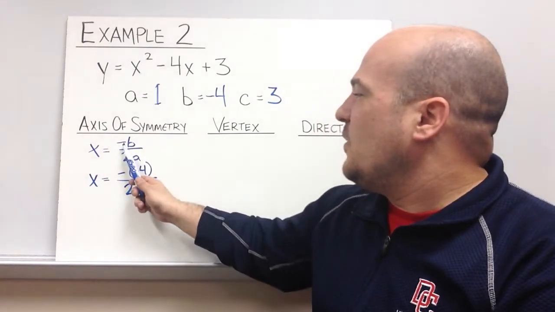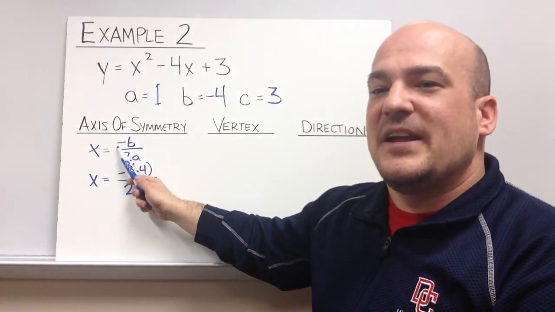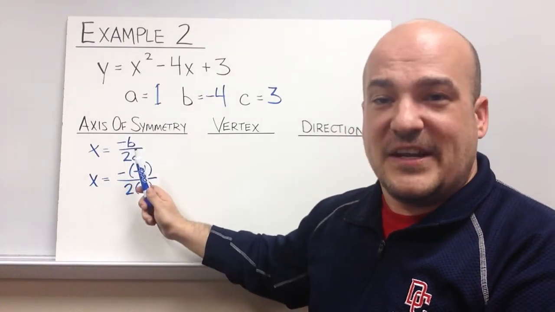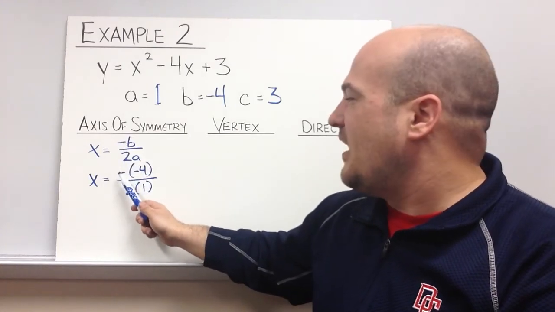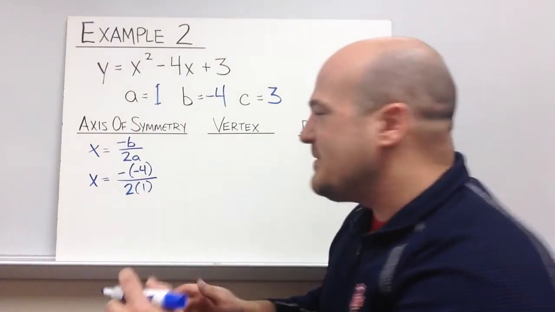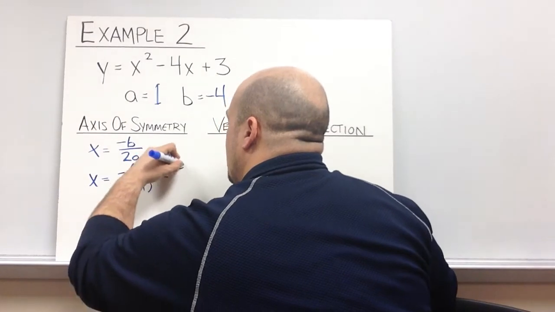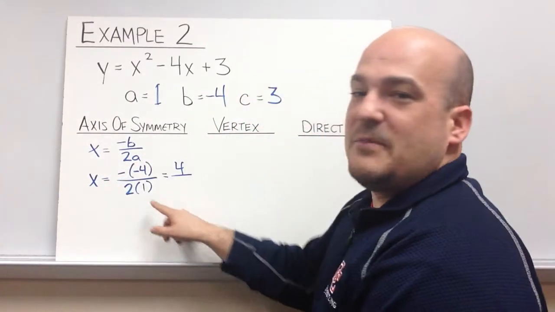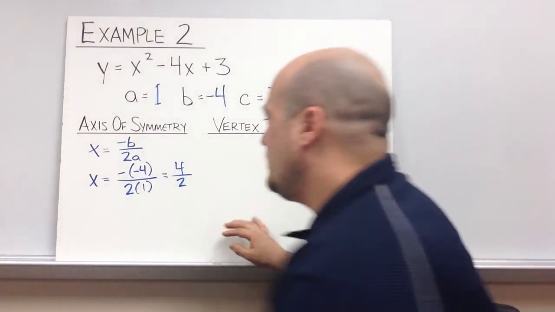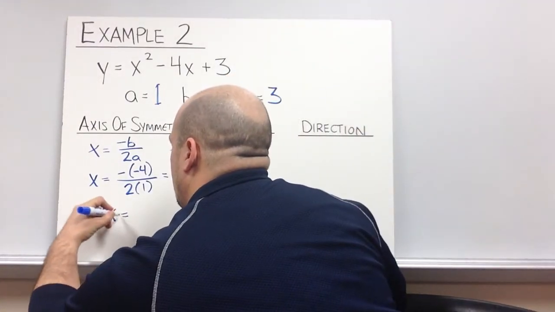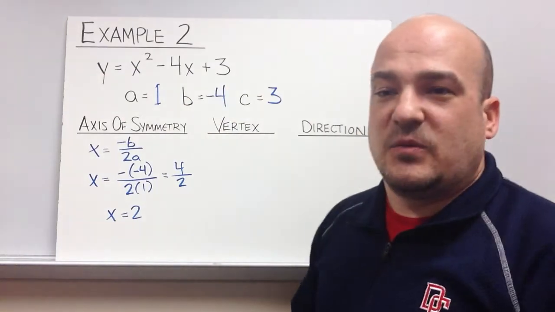Okay, don't think of this as a negative B. Think of it as the opposite of B. Okay, the opposite of B. So if my B is negative 4, I want the opposite of negative 4. The opposite of negative 4 is 4. And then 2 times 1 is 2. 4 divided by 2, I get x equals 2.